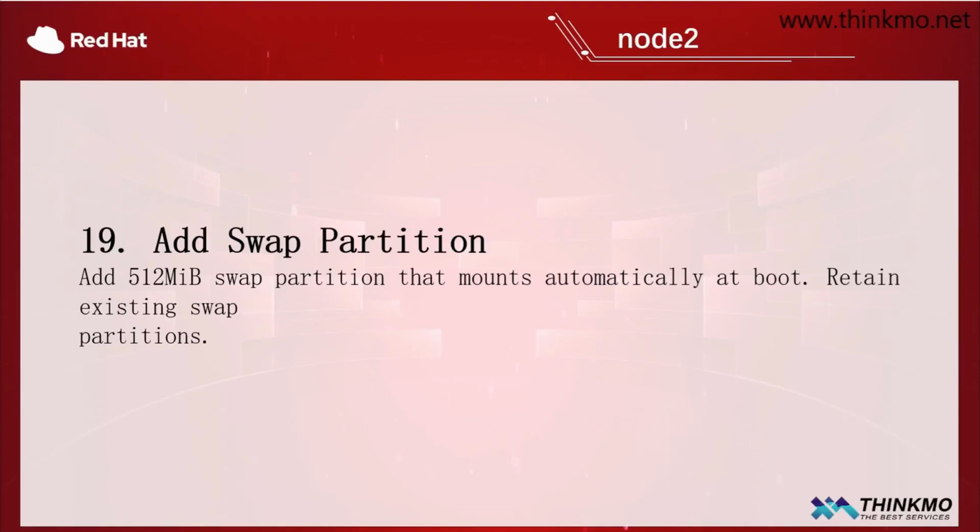Hello, everyone. Today, we will continue to look at the Red Hat System Administrator Certification Question Bank. Today, this is question 19, and the requirement for question 19 is to add a swap partition. Currently, there isn't one in the system. Here, we are asked to add a new swap partition.